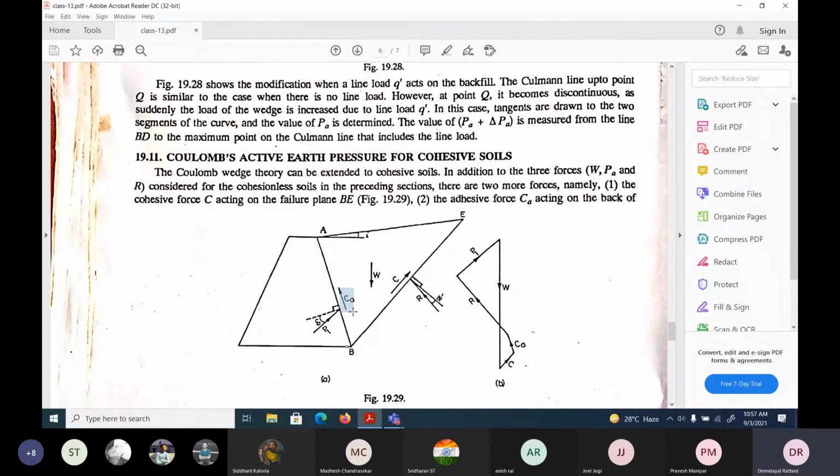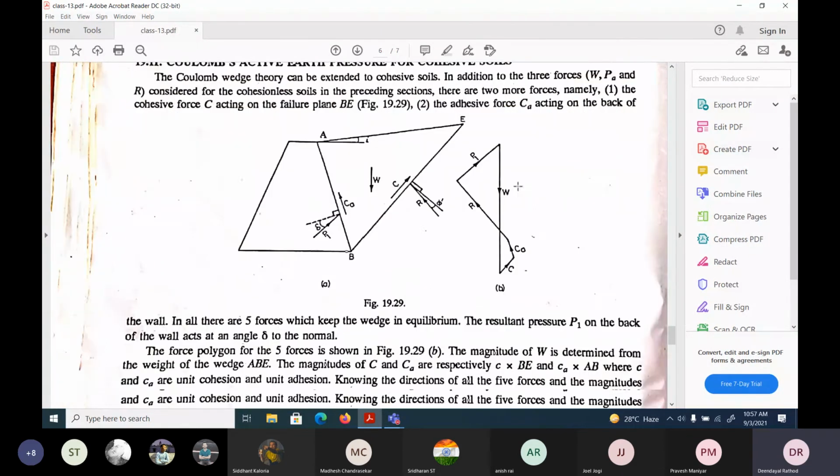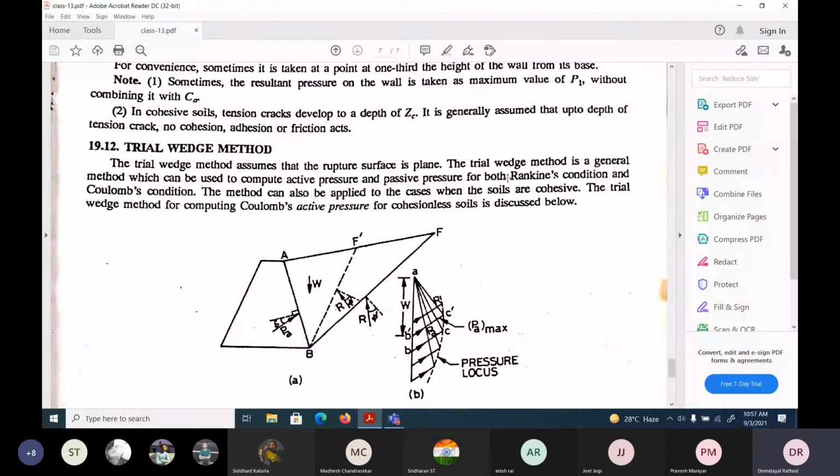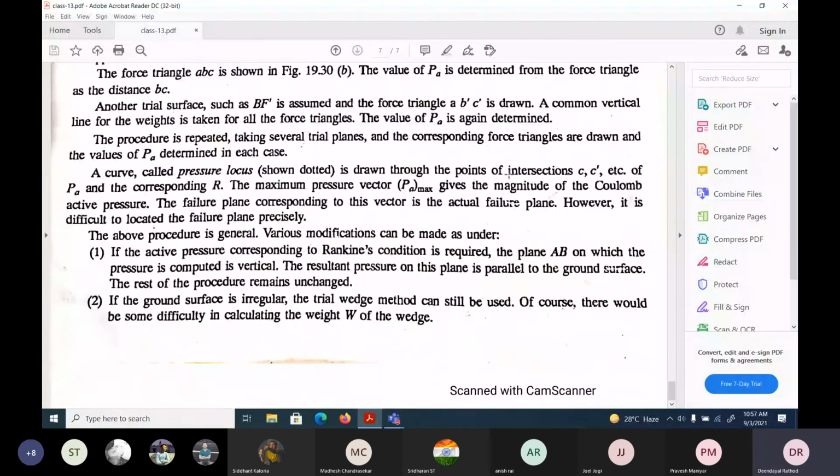And in the same manner we can do this if you know these angles and a few values, and we can find out this PA also, like we have done for the previous cohesionless case. This is the trial wedge method, okay, it's not given in our syllabus. So with that we have finished our second chapter.